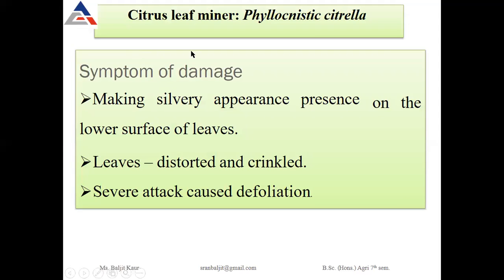Next is citrus leaf miner. The scientific name is Phyllocnistis citrella. These leaf miners make a silvery appearance on the lower surface of the leaves. Leaves get distorted and wrinkled, and a severe attack of leaf miner causes defoliation of the plant.